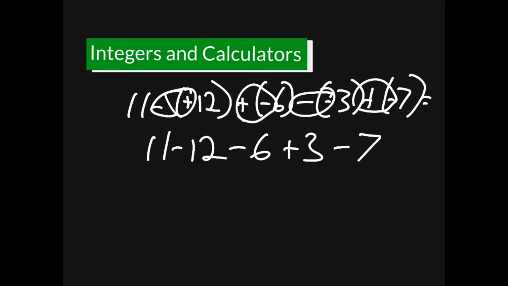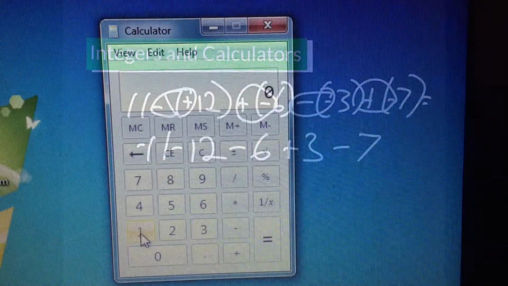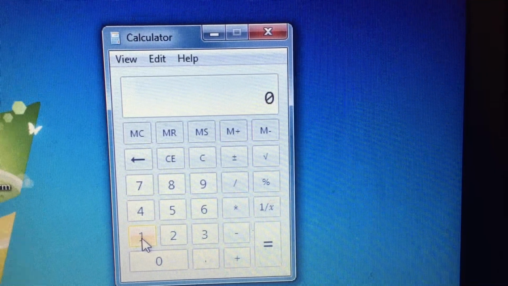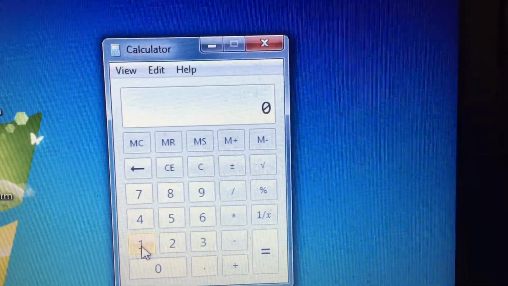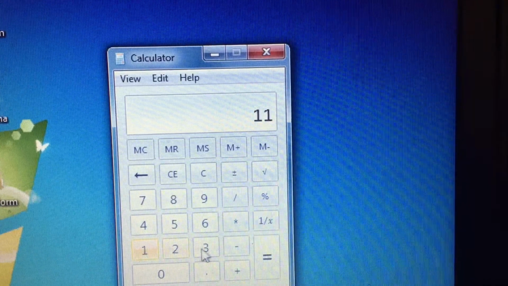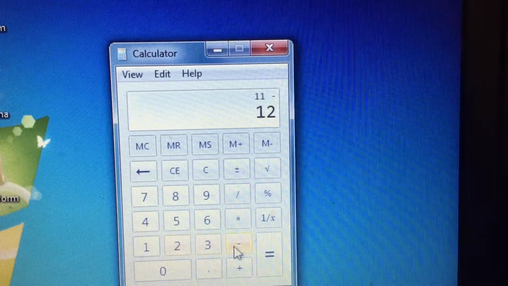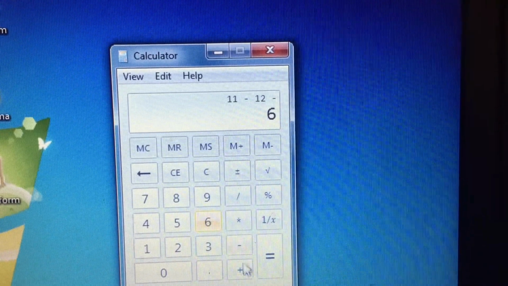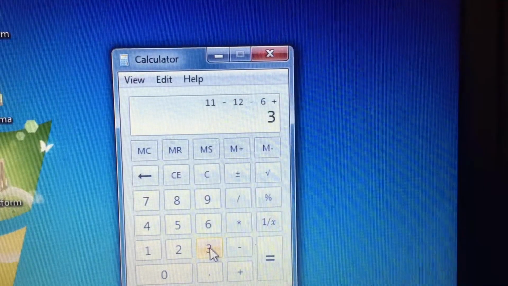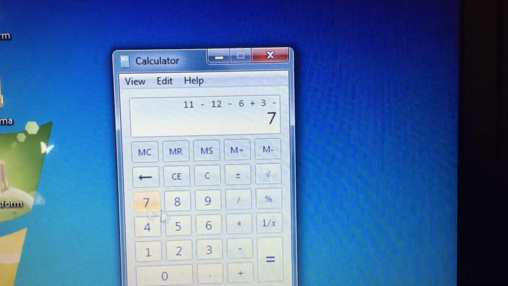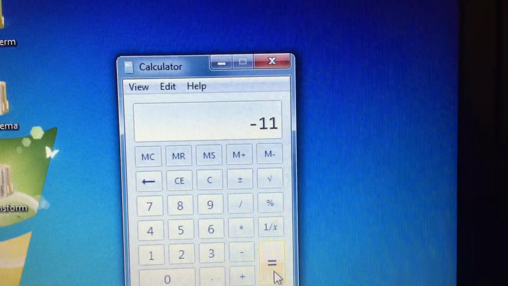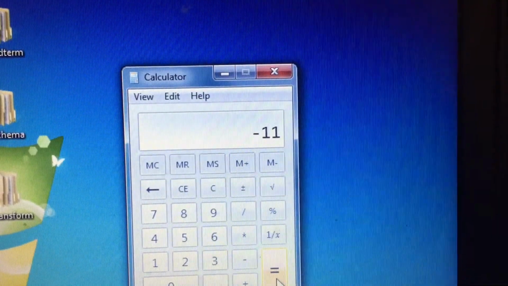We can just enter the numbers and the operations. If the first number happened to be -11, then you would have to use the integer key for that number, but that's the only one. So once everything's been simplified and the brackets have been removed, you just enter the numbers. So we'd have 11 minus 12 minus 6 plus 3 minus 7 equals. So there are fewer keys to push. You just do the simplifying first.